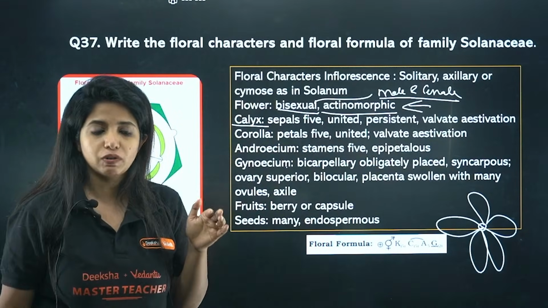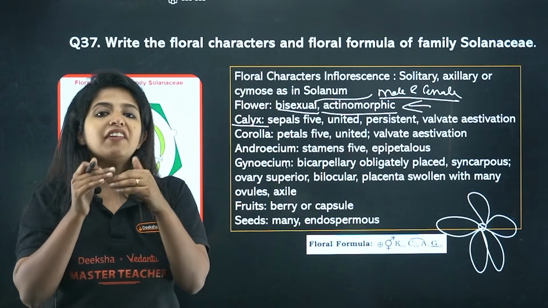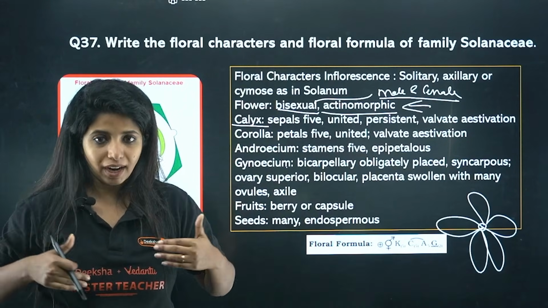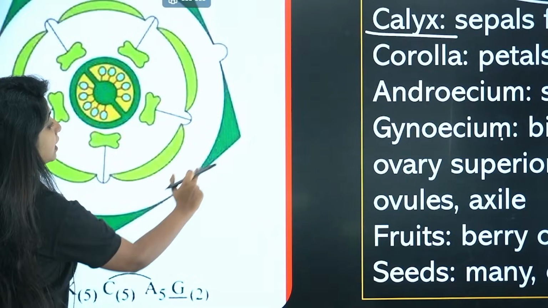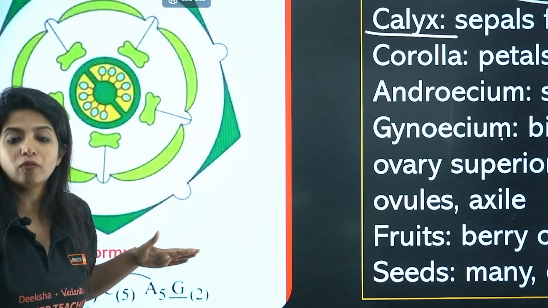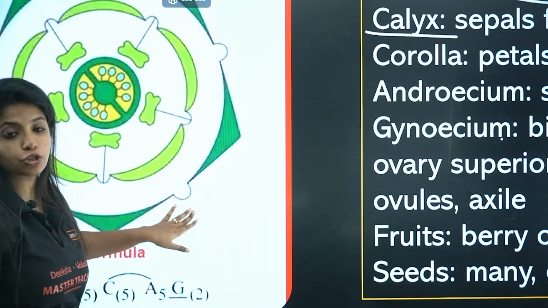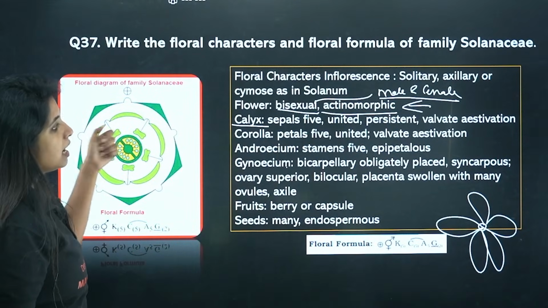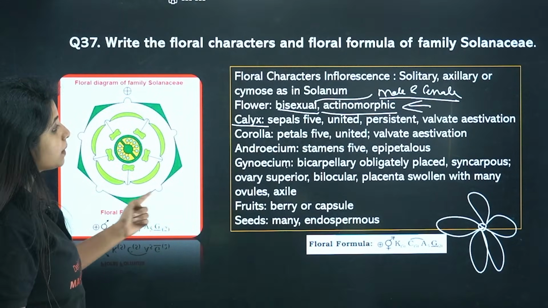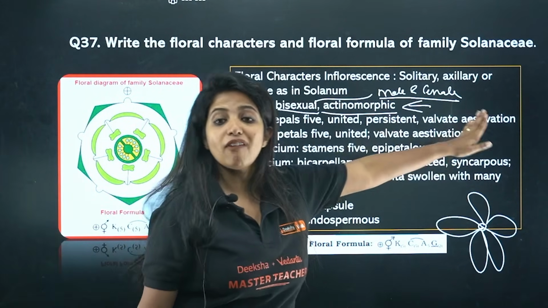What do you mean by valvate aestivation? Aestivation means the arrangement of the parts, right? Sometimes they might be overlapping, but here you do not see that. They are connected end to end. Nothing is overlapping. This type of aestivation is known as valvate aestivation. Done. So the calyx has 5 sepals, they are united, and they have valvate aestivation.